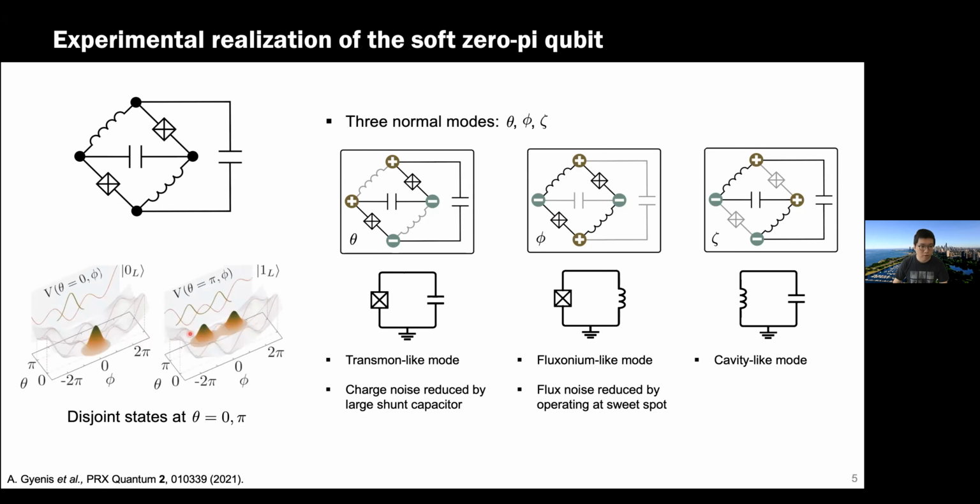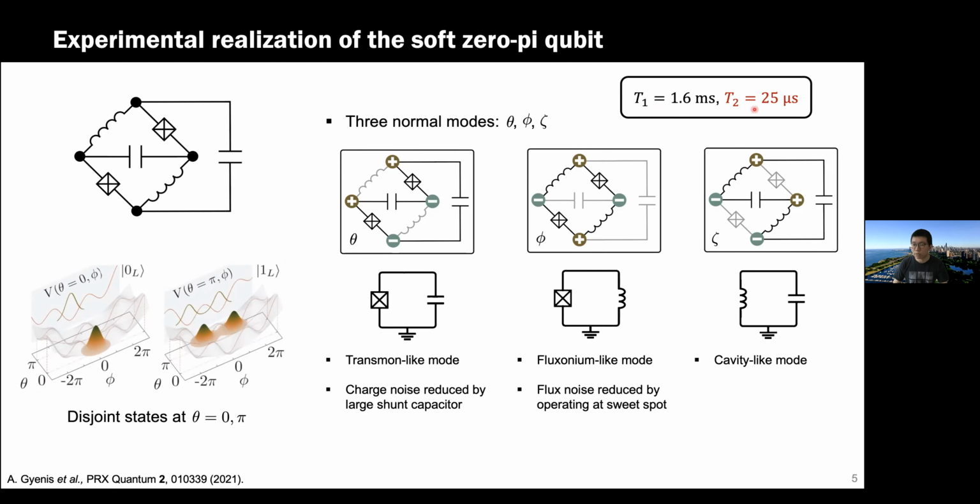So here plotted are the wave functions of the two logical states. So you can see your logical zero state is localized in this theta equals zero well. And for the logical one state, it is localized in this pi well. And this disjoint support nature would indicate a long T1. And indeed, this is what has been observed in the experiment, a 1.6 millisecond T1.